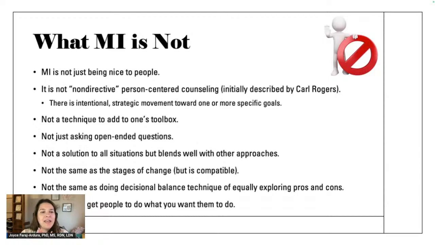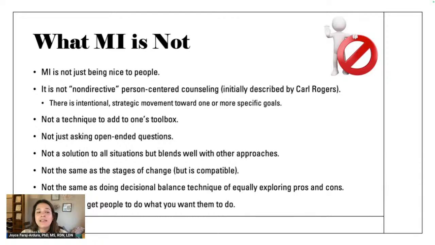It is not the same as doing a decisional balance technique of equally exploring pros and cons, because we're not meant to be neutral when it comes to employing MI in the work that we do as dietitians. And I forget if I'm going to have time to go into this today, but I could have a whole training just on the decisional balance technique for ambivalence.